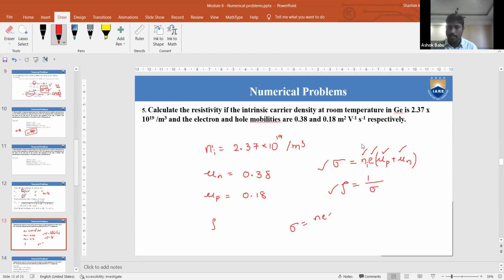But here Ni is given, the intrinsic carrier concentration is given. If we take the intrinsic carrier concentration, we need to take both the mobility of electron and the mobility of holes. That's why instead of n into E into mu, I am taking n into E into mu p plus mu n, or mu n plus mu p. Both mobilities we are taking into consideration. After finding the conductivity, use the formula resistivity equals 1 by conductivity. Tell me the resistivity value.